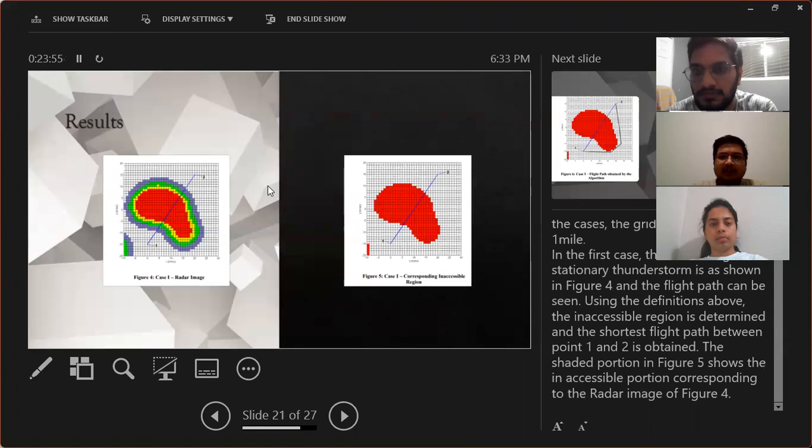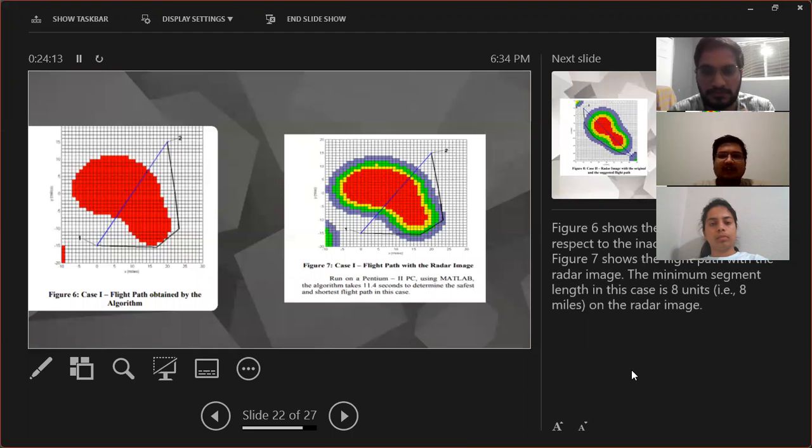Using the definitions above, the inaccessible region is determined and the shortest flight path between point 1 and point 2 is obtained. The shaded portion of figure 5 shows the accessible portion corresponding to the radar image of figure 4. Figure 6 shows the flight path with respect to the inaccessible regions, and figure 7 shows the flight path with the radar image. The minimum segment length in this case is 8 units, that is 8 miles on the radar image.